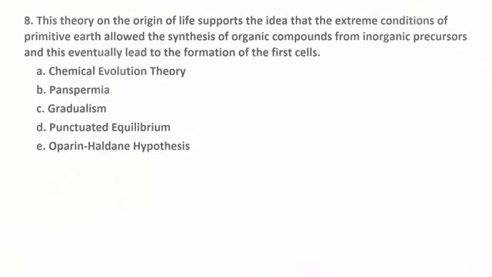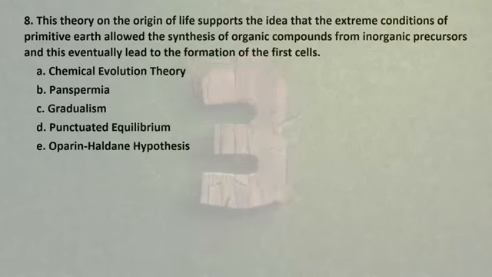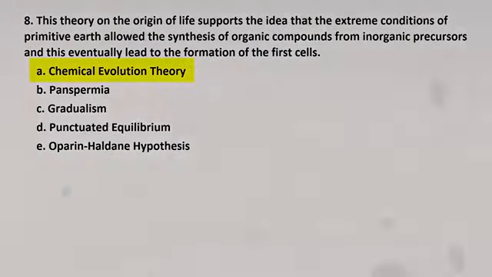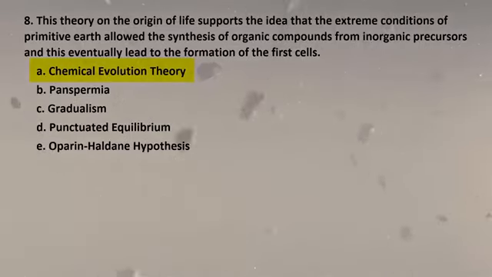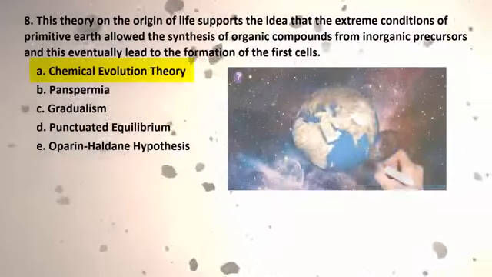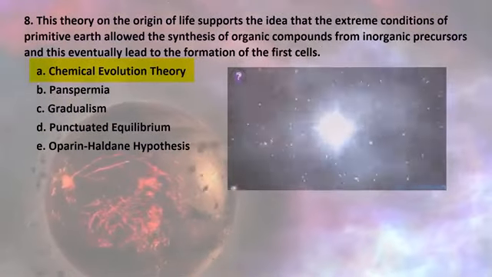8. This theory on the origin of life supports the idea that the extreme conditions of primitive Earth allowed the synthesis of organic compounds from inorganic precursors, and this eventually led to the formation of the first cells. Chemical evolution describes the chemical changes on the primitive Earth that gave rise to the first forms of life.